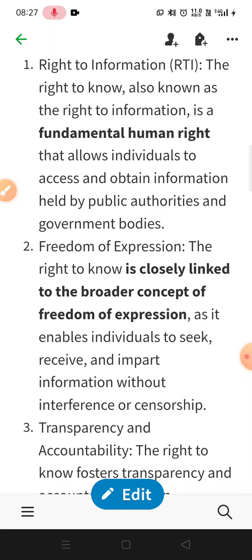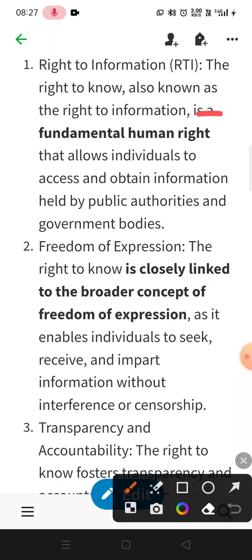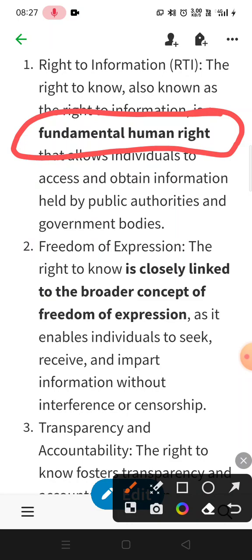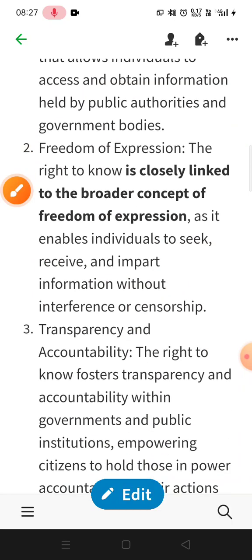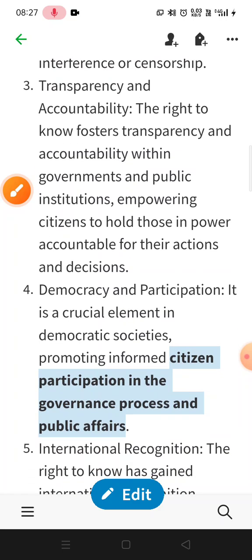Okay, so right to information, as I mentioned, is the most important thing, a fundamental human right, actually. It is also known as the right to know, and this is fundamental to the existence of human rights. It is closely linked with the freedom of expression. As I mentioned, in the Indian context it comes under Article 19(1)(a). Now, transparency and accountability. As I mentioned, it fosters transparency and accountability within the government and public institutions, empowering citizens to hold those in power accountable for their actions and decisions.